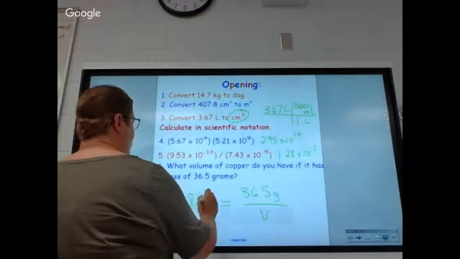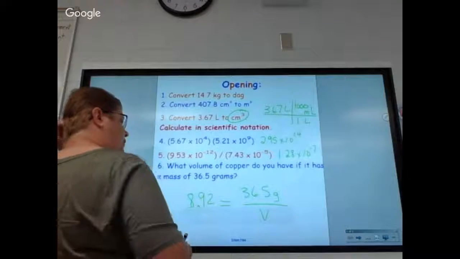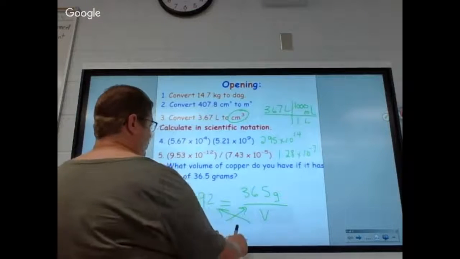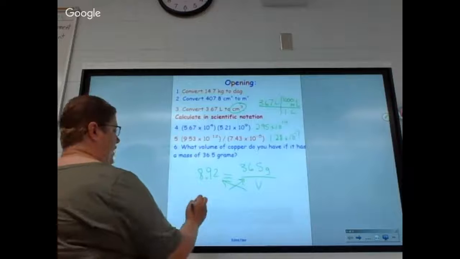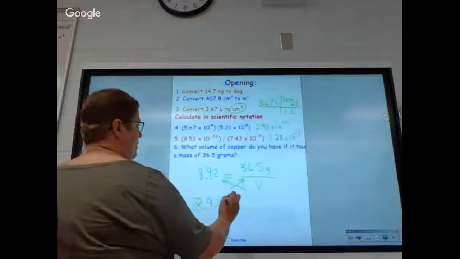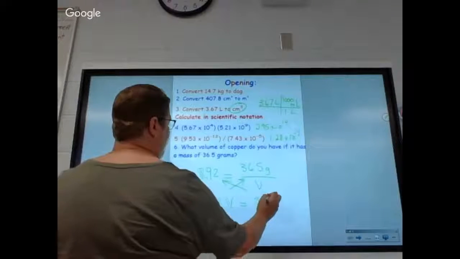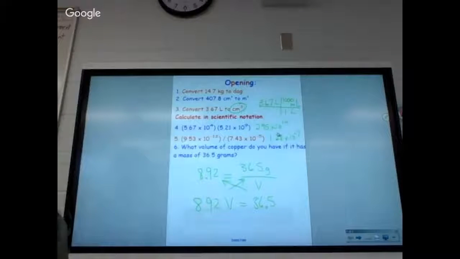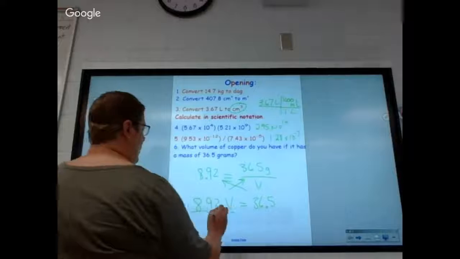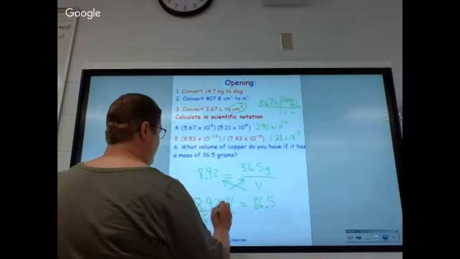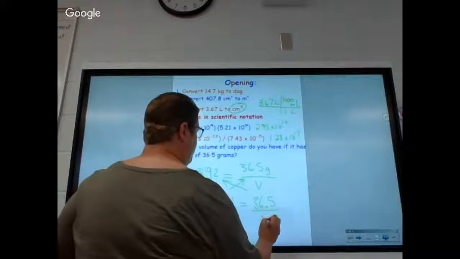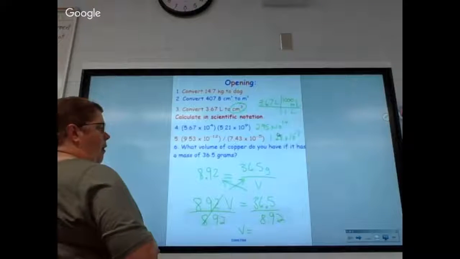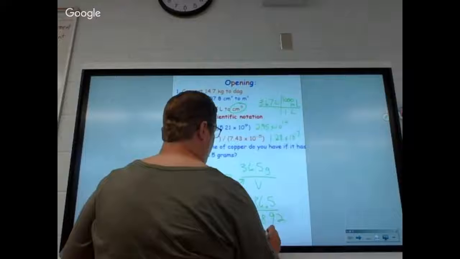All right, so how are we solving for the volume? Cross multiply is a fabulous idea. So if we cross multiply, we get 8.92 V equals 36.5. So if I need to find the V, what am I going to do? Divide by 8.92. And V will turn out to be what number? 4 point what?